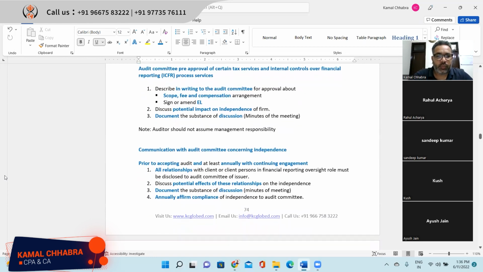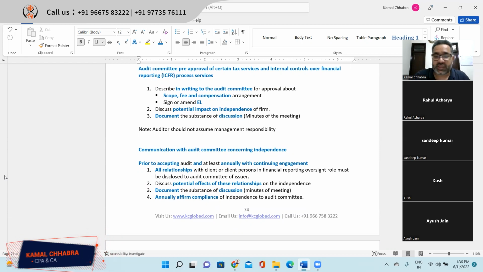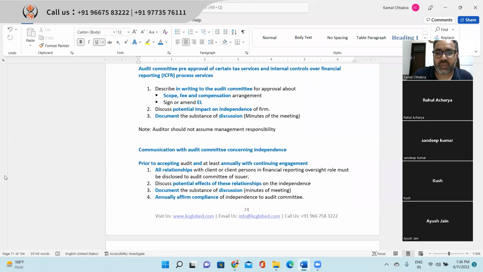Okay, so audit committee pre-approval of certain tax services and internal control over financial reporting process services. Describe in writing to the audit committee. You need to describe in writing to the audit committee about the approval. So in that writing, you will be defining the scope of the work, the period of the engagement, the fees, the compensation arrangement, and you will also present a signed amended engagement letter to the audit committee.